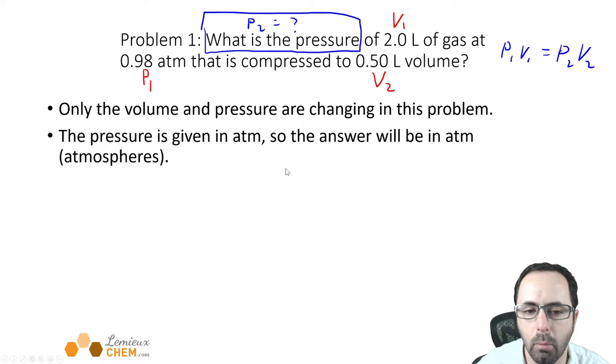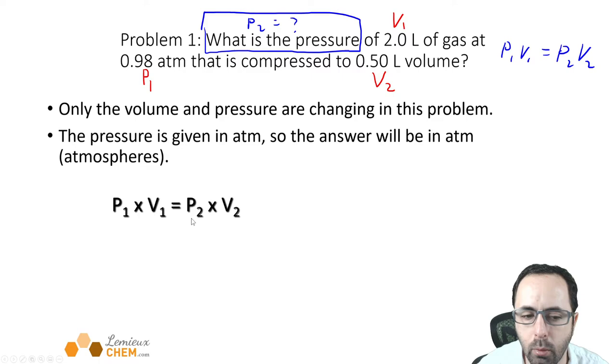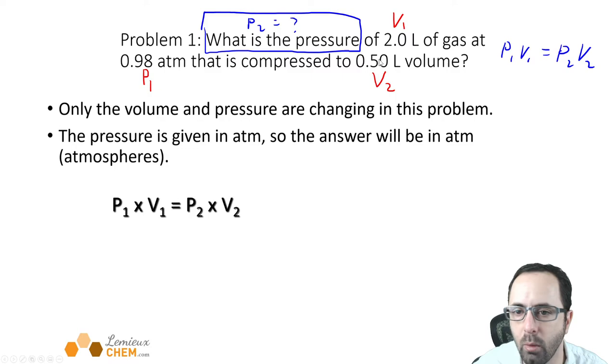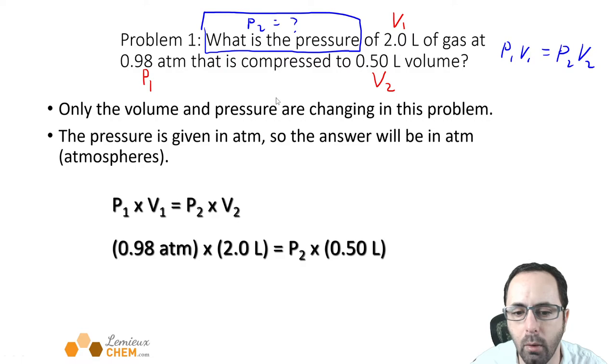The pressure is given in atmospheres, and we do want to keep our units so that we know what unit the pressure will be in at the end. So make sure to keep your units. I do insist that you put them in. We use this equation, P1 V1 equals P2 V2. We're going to put in P1 as 0.98 atmospheres and V1 as 2 liters, like this. P2, that's what we want to find out. And for our V2, that's going to be 0.50 liters.